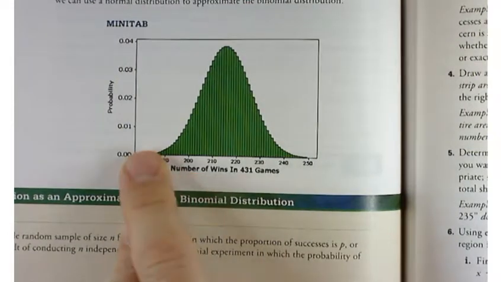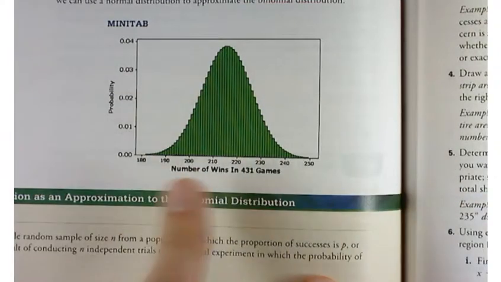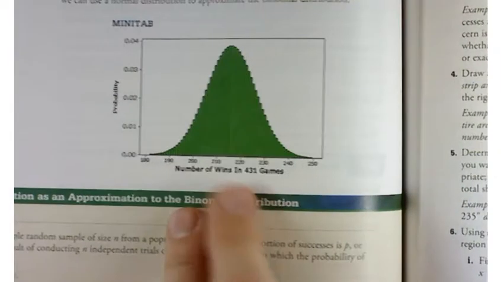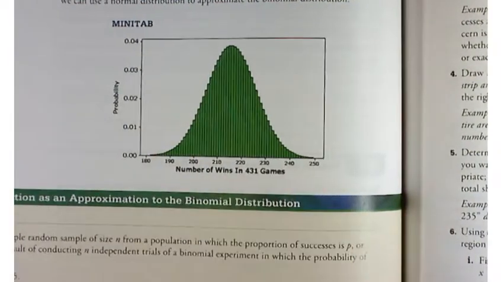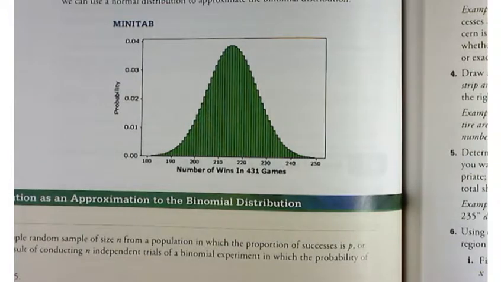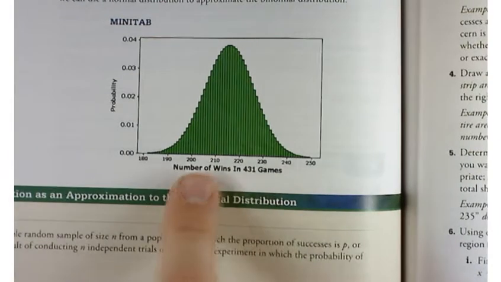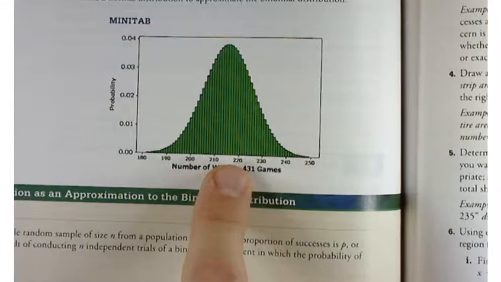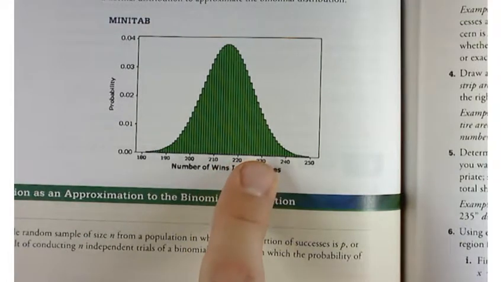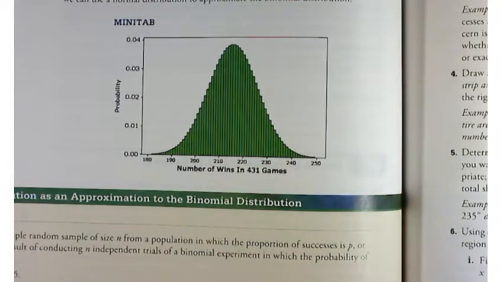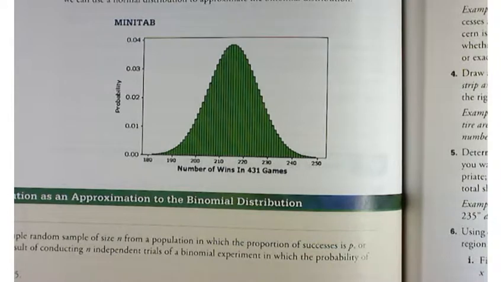Well, the point that I want to get to here is shown by this distribution. What does that distribution look like? These are the probabilities of winning like 220 games or 230 games, 240, etc. What's that distribution look like? Yeah, it looks like a normal distribution.